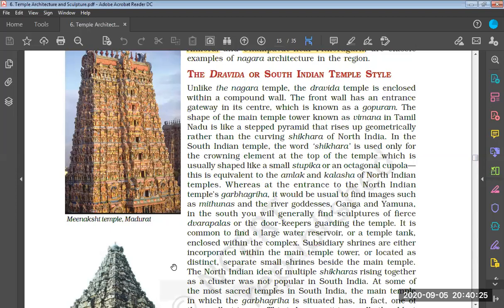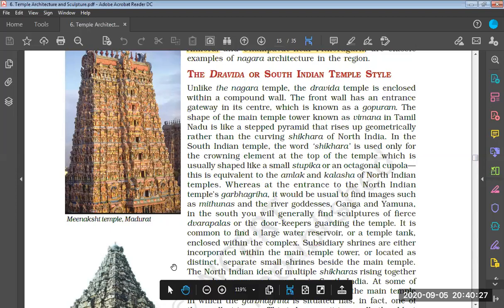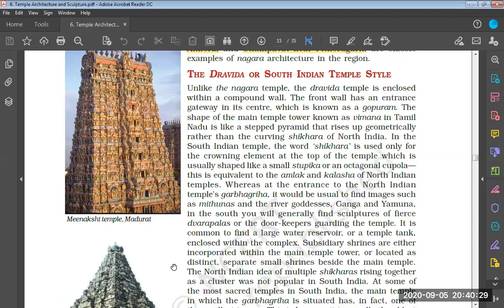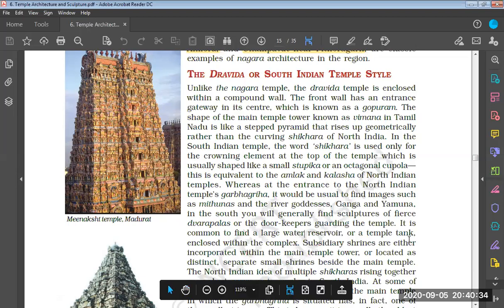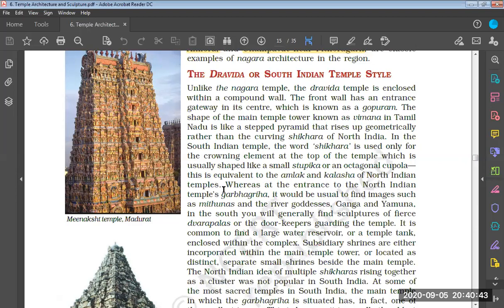In the South Indian temple, the word shikhar is used only for the crowning element at the top of the temple, which is usually shaped like a stupika or an octagonal cupola. This is equivalent to the amalaka and kalasha of the North Indian temple. Whereas at the entrance of the North Indian temple's garbhagriha, it would be usual to find images such as mithunas and river goddesses Ganga and Yamuna, in the south you will generally find sculptures of dwarapalas or doorkeepers guarding the temple.